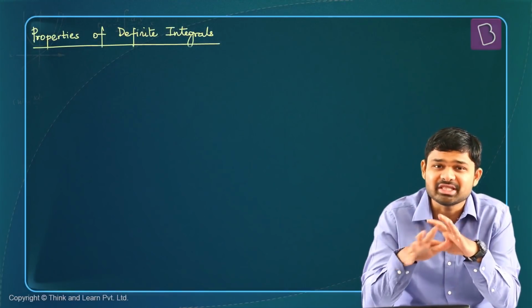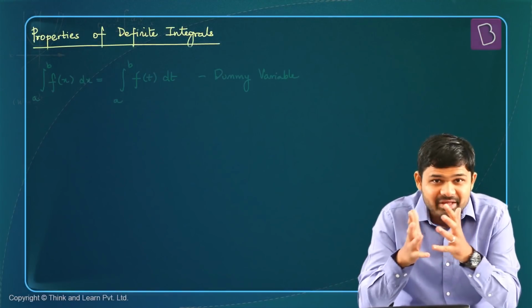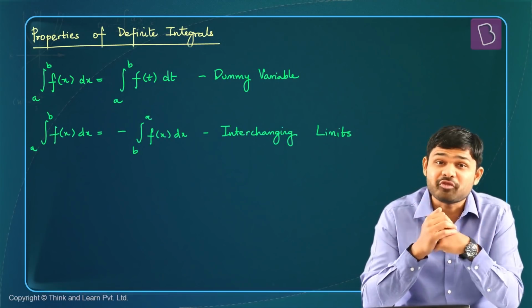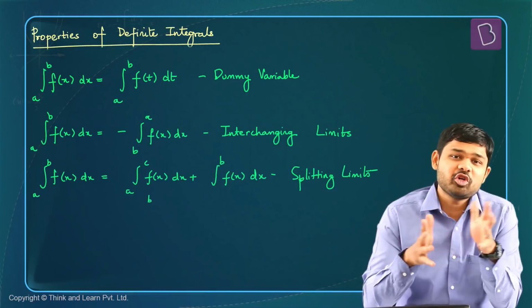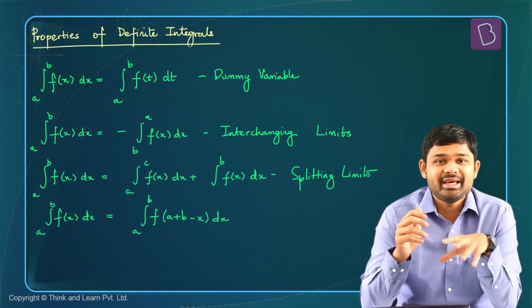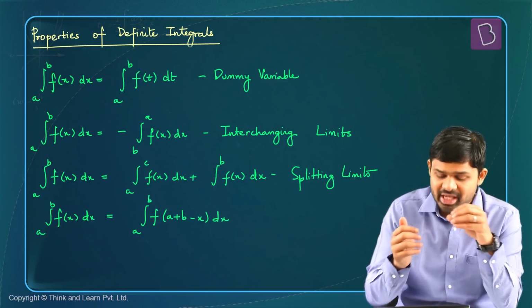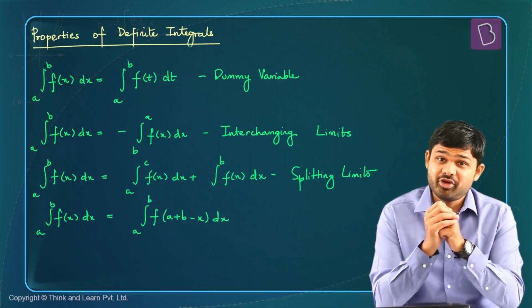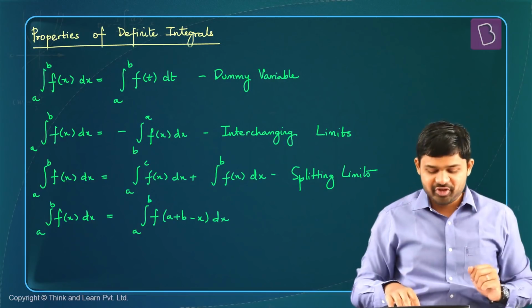Well, initially we have these simple properties: a property of dummy variable, a property of interchanging the limits, a property of splitting the limits, and then of course you have this interesting property which is that the definite integral from a to b of f(x) dx is nothing but the definite integral from a to b of f(a + b - x) dx. So all these are very interesting properties of definite integrals.